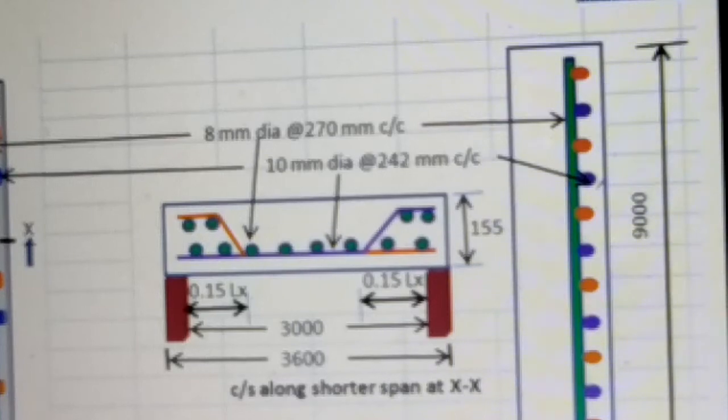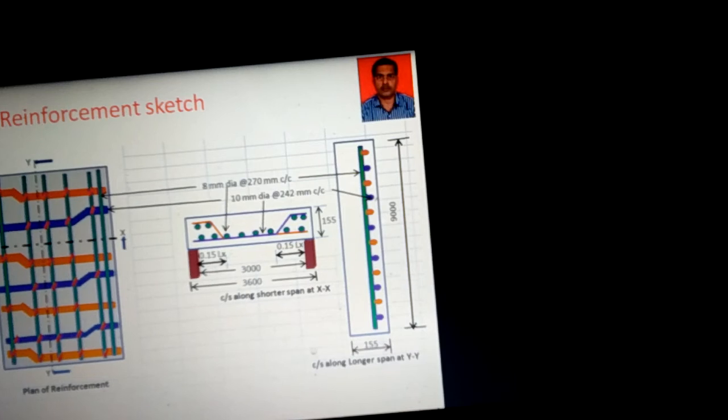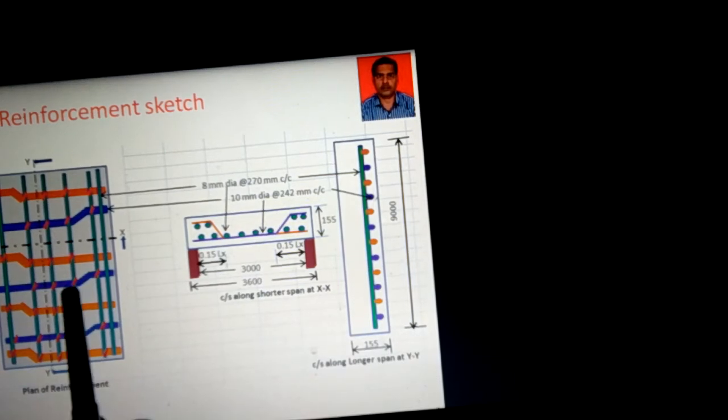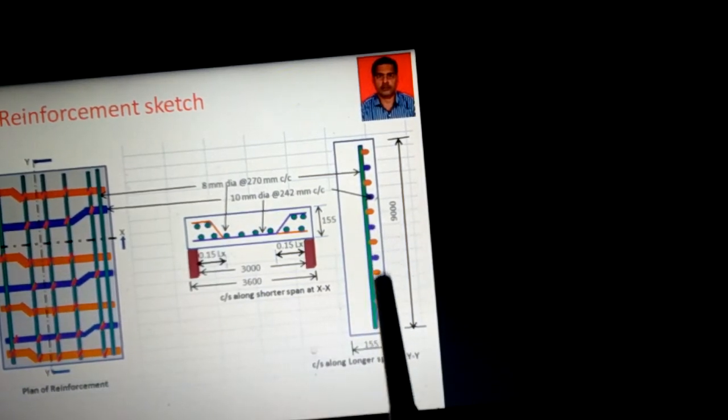Now if you take a section at YY, that is along the longer span, you can see that here the distribution bar is straight, and the main bars are below the distribution bars. So all circles show the main bars below the distribution bars.